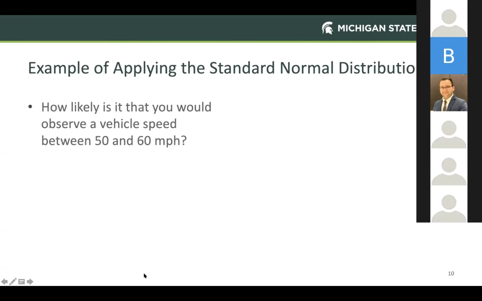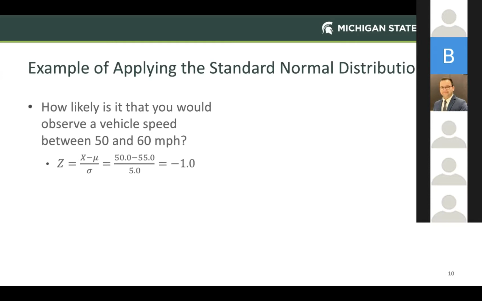Okay. Likewise, we can use that same approach to determine how likely it is we would fall within a specific range of values. And so with the same information in hand, if we assume a mean of 55 miles per hour, a standard deviation of 5, how likely is it we would observe a speed between 50 and 60 miles per hour? And so to approach this, we're basically going to use our standard normal formula here to convert each of those values to its corresponding cumulative standard normal value.